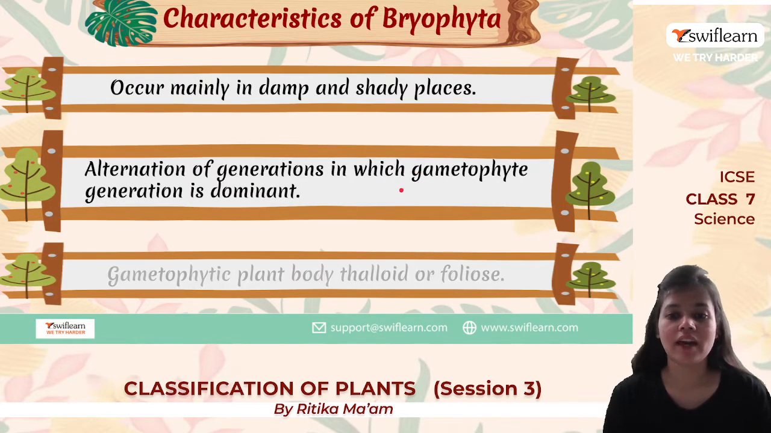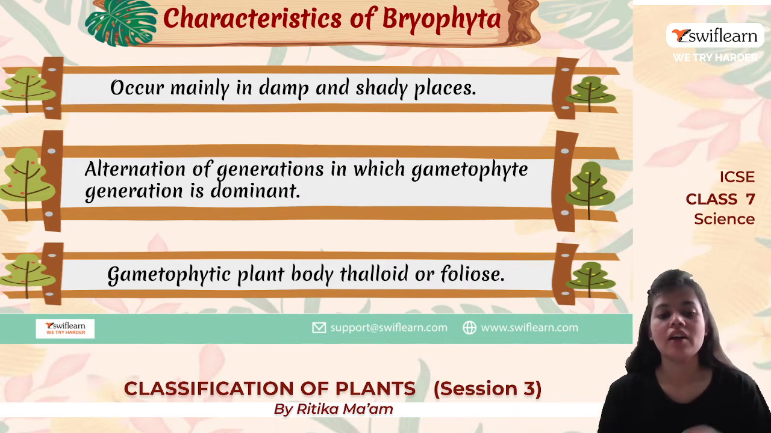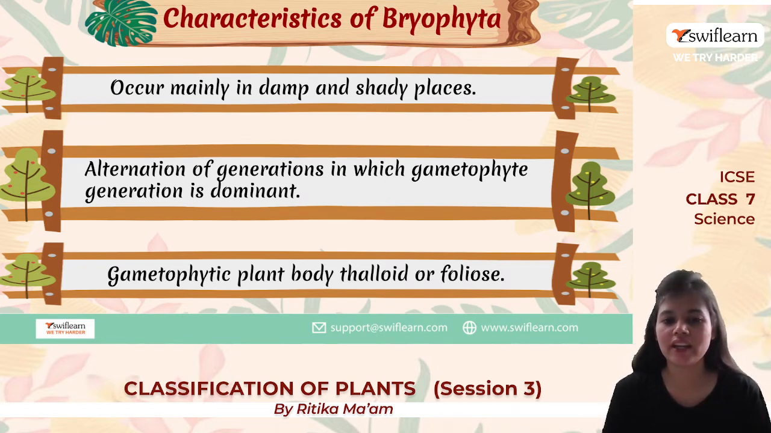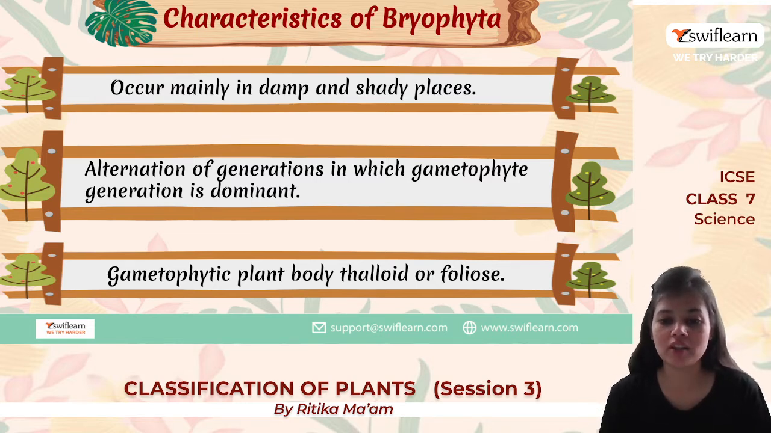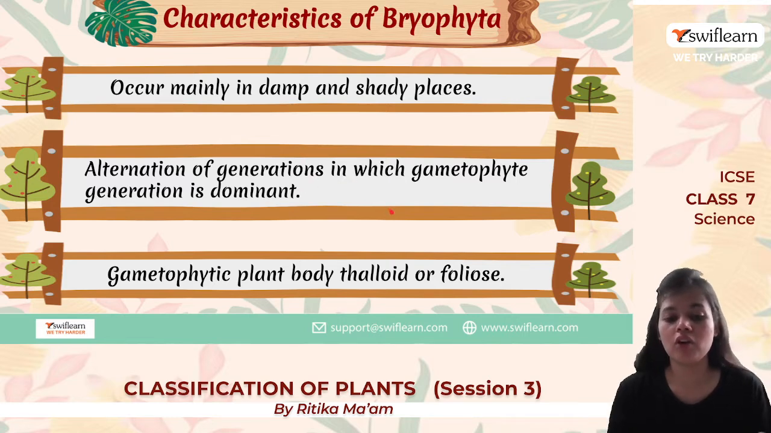Now, some of the characteristics of bryophyta are they normally occur in damp and shady kind of places. Alternation of generation in which gametophyte generation is dominant. So this particular generation, known as gametophyte, is dominant. And the gametophytic plant body is thalloid or foliose.